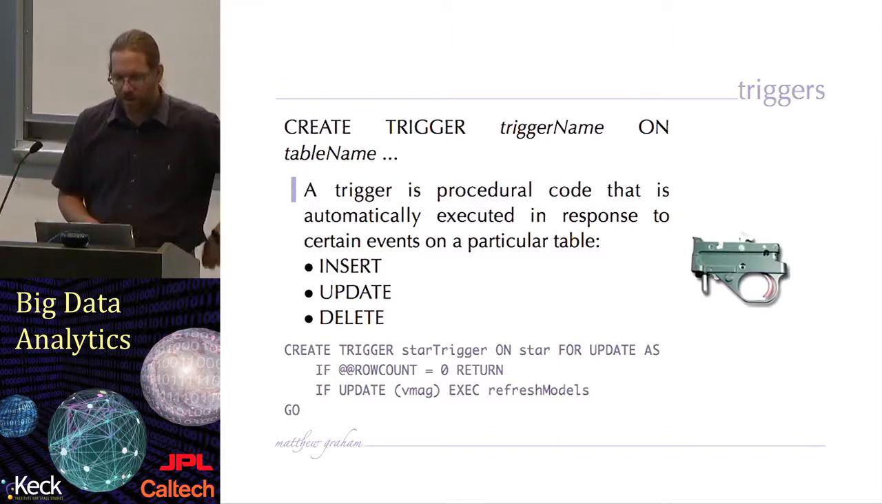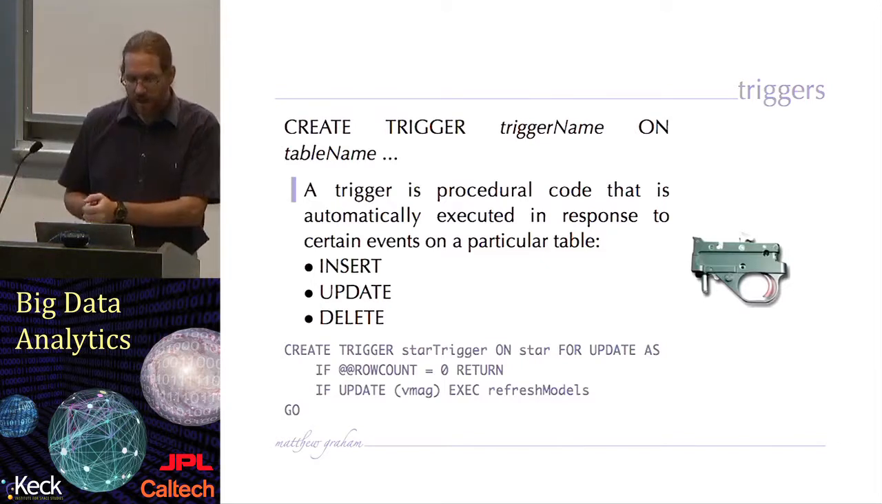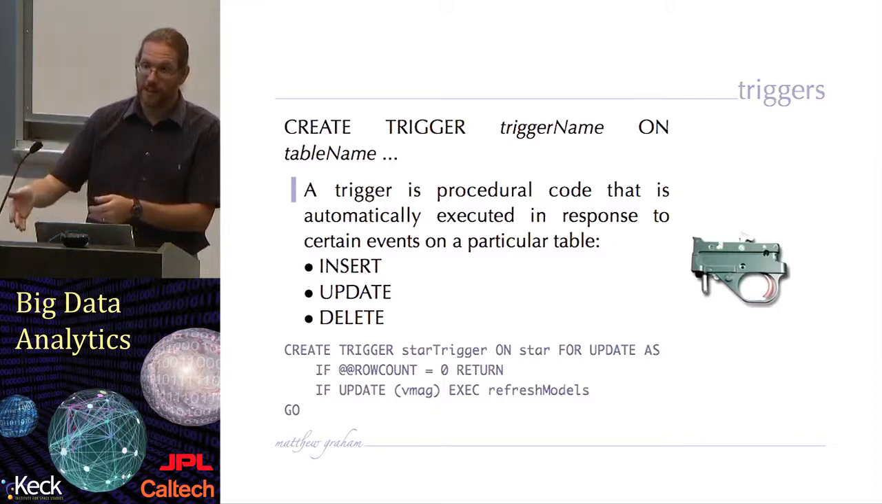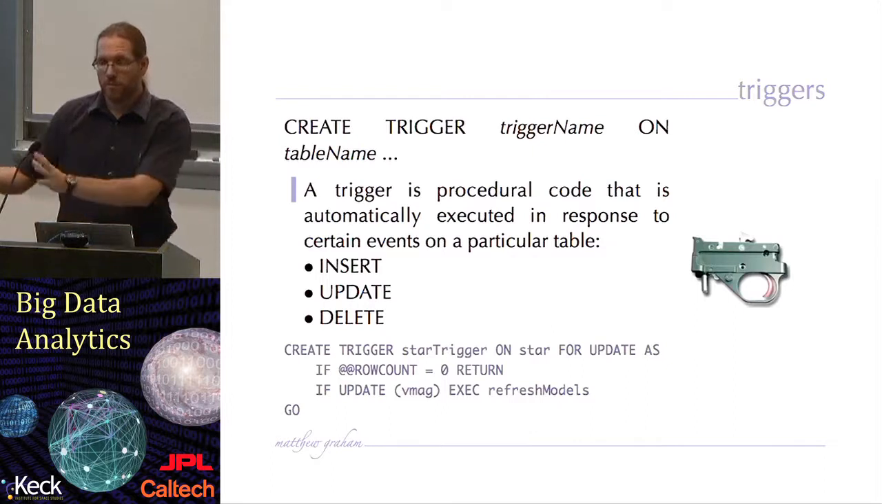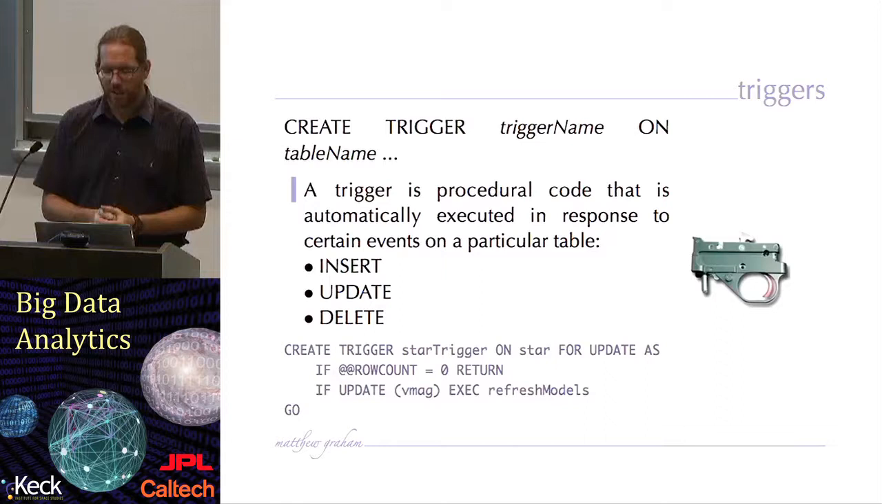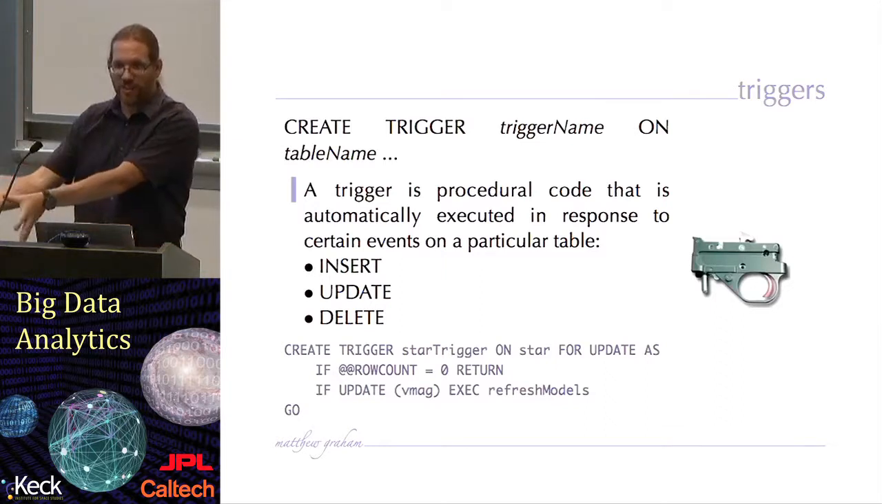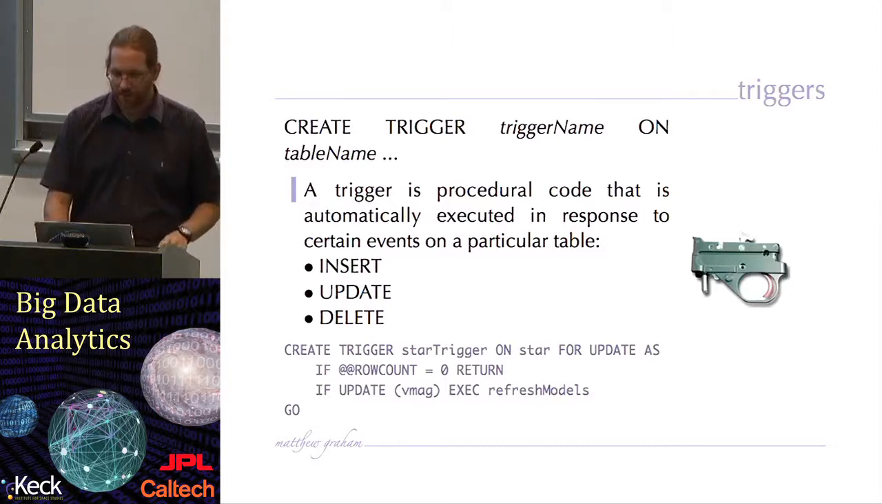So in the syntax here, I'm creating a trigger called star_trigger on my table star for an update, saying that if the V magnitude column is updated in any way through an update statement, then I would execute a stored procedure that I've called refresh models, which would presumably do something to other tables on the basis of that information that I've updated. So other operations in the database are triggered by an operation I've created on that table.